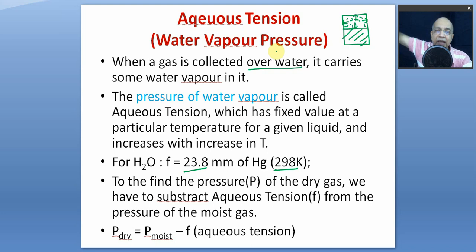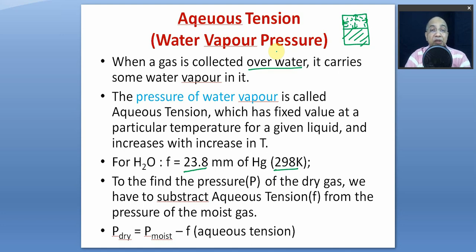So it passes through water. Supposing hydrogen is collected through water. When it is collected in a tube, it carries some water vapor with it. So it is no longer dry hydrogen. It is moist hydrogen.